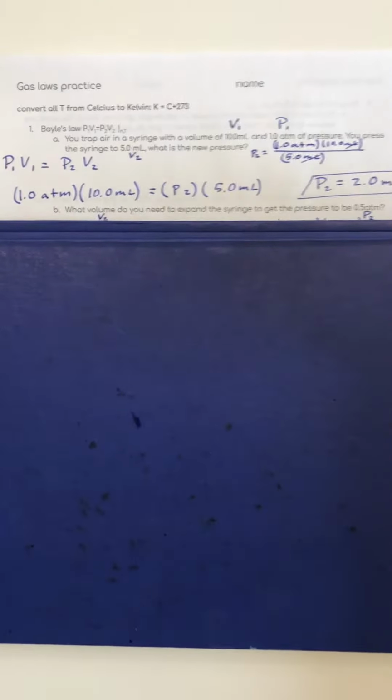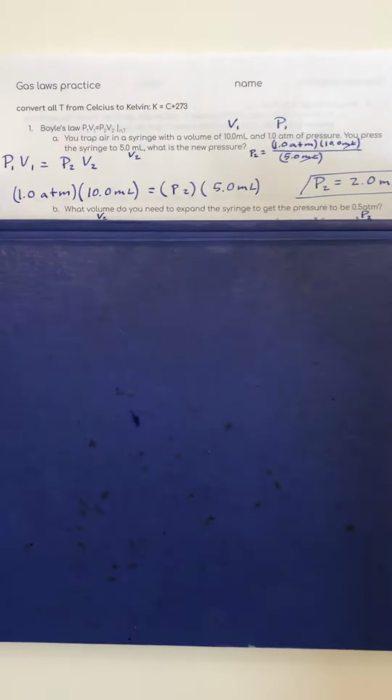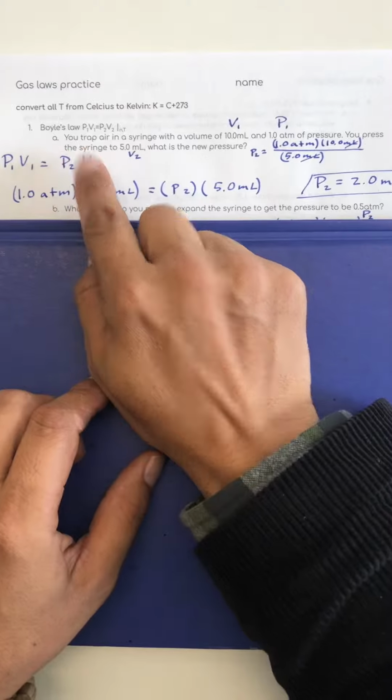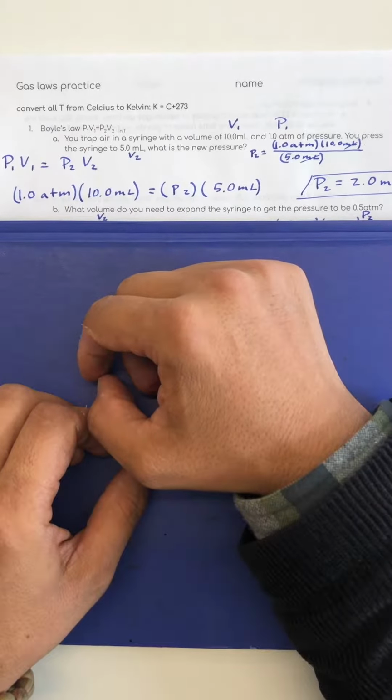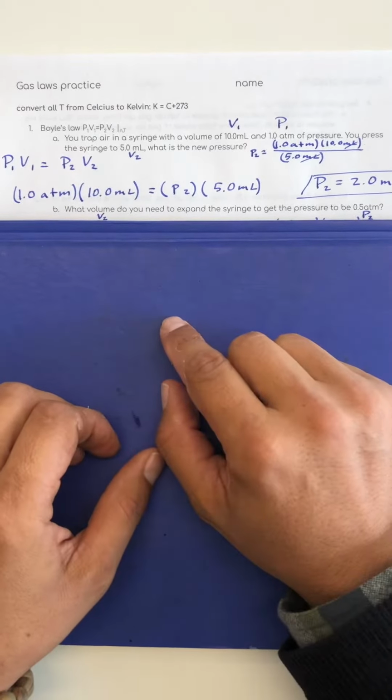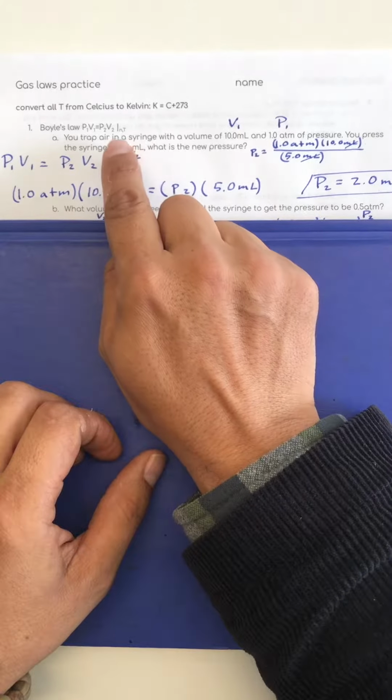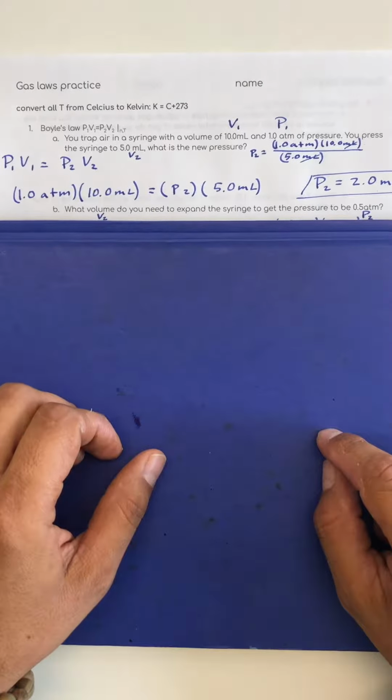All right, let's talk about using the gas laws to figure out what gases are doing. So the first one is called Boyle's law, and it's pressure 1 times volume 1 equals pressure 2 times volume 2. And that's the equation you use when the number of moles and the temperature stay the same.